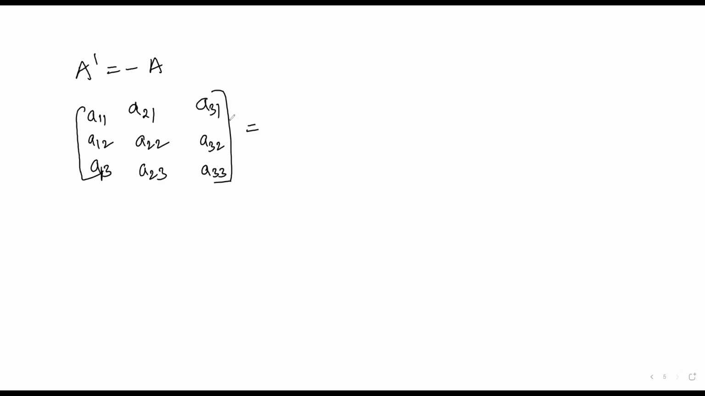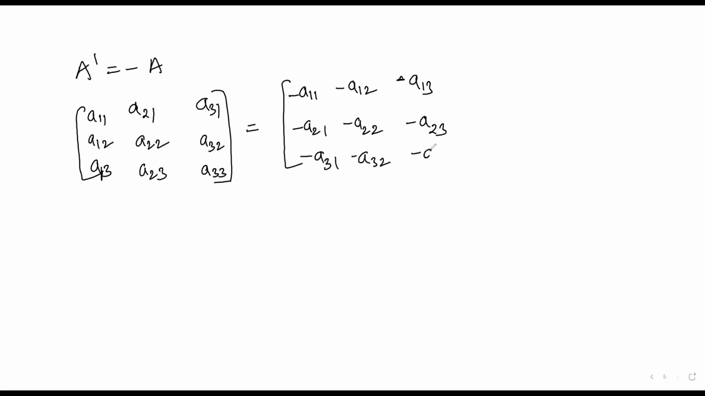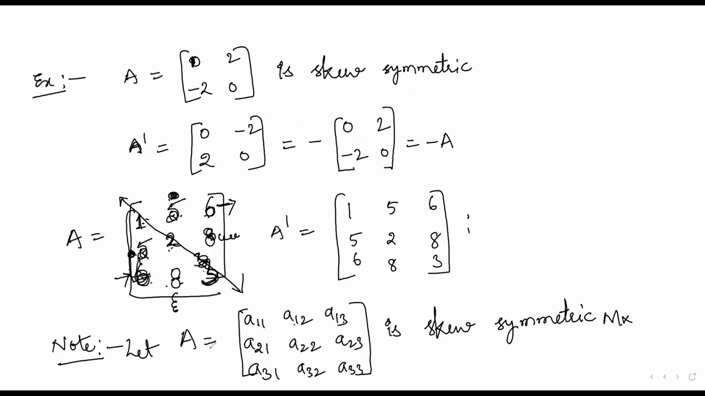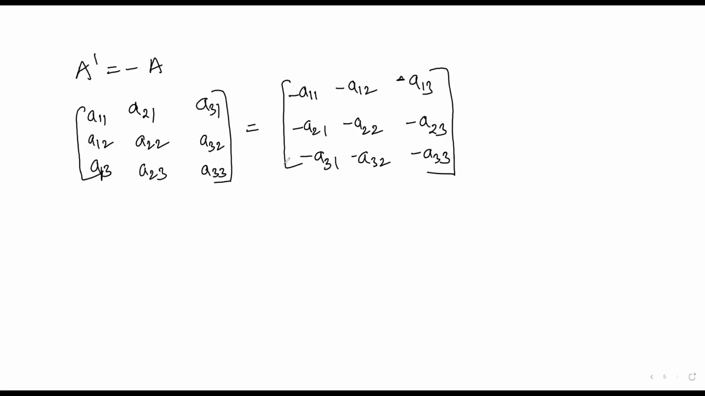So this is A transpose. Minus A, what is minus A? Minus A11, minus A12, minus A13, minus A21, minus A22, minus A23, minus A31, minus A32, minus A33. And this A is a skew symmetric matrix, our assumption. Then what do you get? Like this, yes or no?